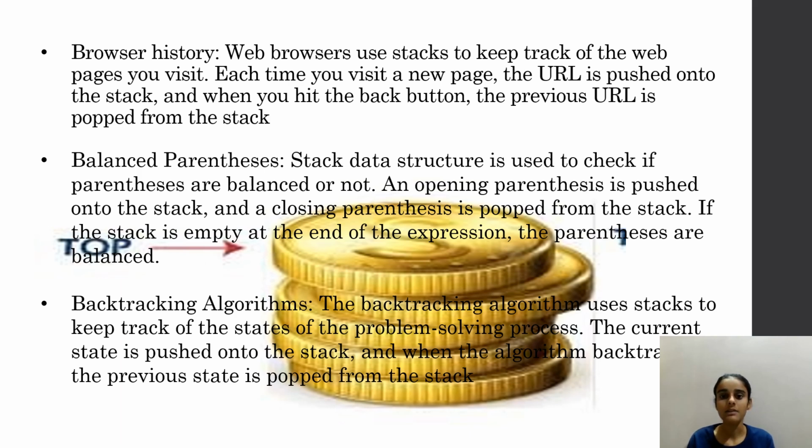Balanced parenthesis. Stack data structure is used to check if parentheses are balanced or not. An opening parenthesis is pushed into the stack and a closing parenthesis is popped from the stack. If the stack is empty at the end of the expression, the parentheses are balanced.